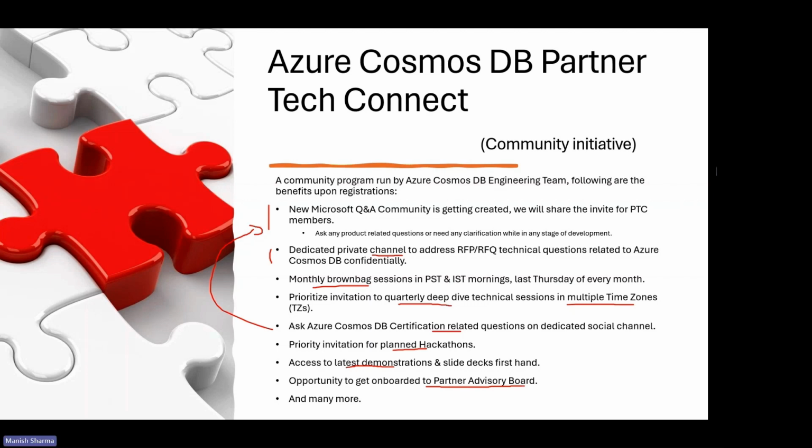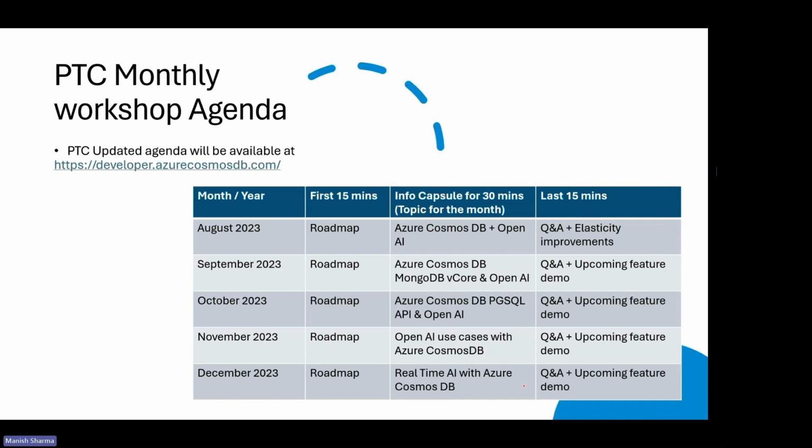So these are by default community-initiated goodies. The monthly workshop has this agenda. I think you have already received an email from your Spock, and that email also has this information. Today we are going to have Cosmos DB plus OpenAI. Next month we are going to have MongoDB v4 and then PG-SQL and so on and so forth.